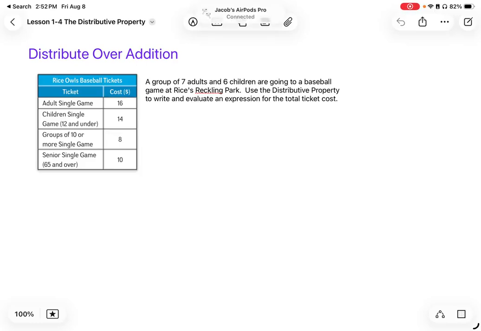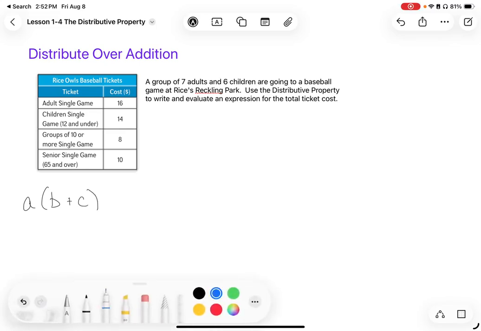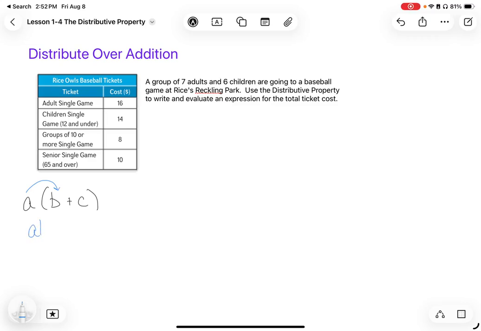The distributive property. What the distributive property says, very simply, is that if we have a set of parentheses, anything outside that set of parentheses gets multiplied by all the stuff inside the parentheses. The math-looking version usually goes like this. It has an A outside and a B plus C inside. And it says A multiplied by B, which we write as AB, and A multiplied by C, which we write as AC, with this plus sign in between.